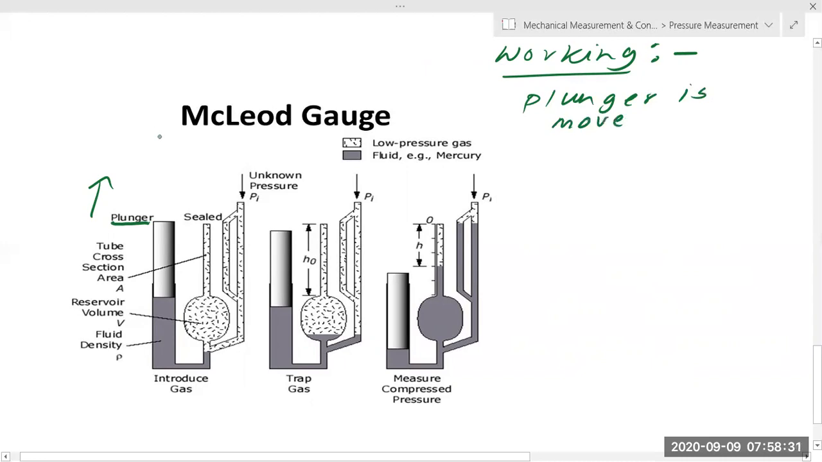This is actually in the upward position right now. The plunger is kept in the upward position. If you see figure 1, this is actually moved upward. When the plunger moves upward, what will happen? Whatever the mercury level is here will rise to this side. The mercury will rise from this side and fall from this side.